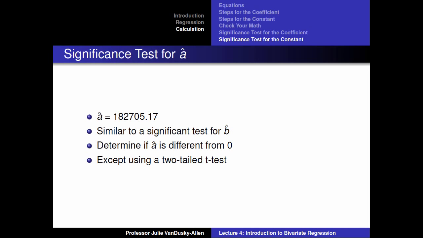Now I'm going to show you the significance test for a hat, the constant. It is similar to the significance test for b hat. We want to know if a hat is different from 0, except we don't have any expectation that a hat is positively different from 0 or negatively different from 0. So we run what is called a two-tailed test.